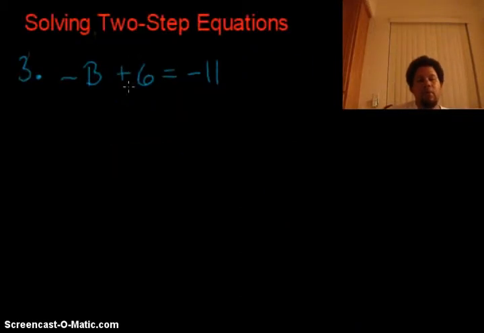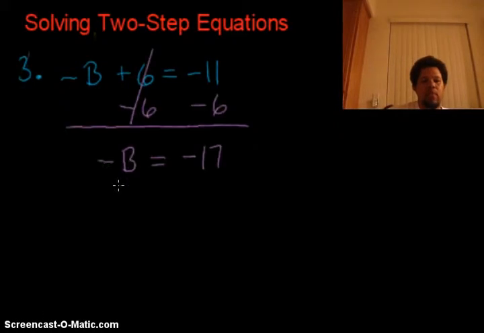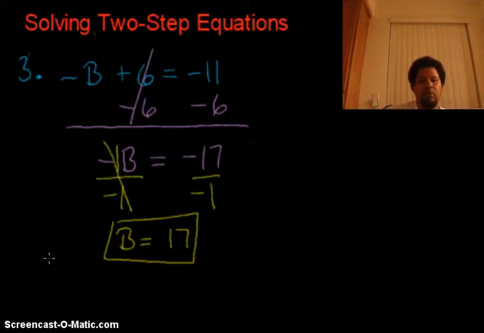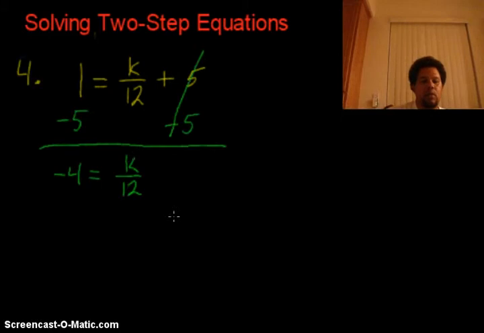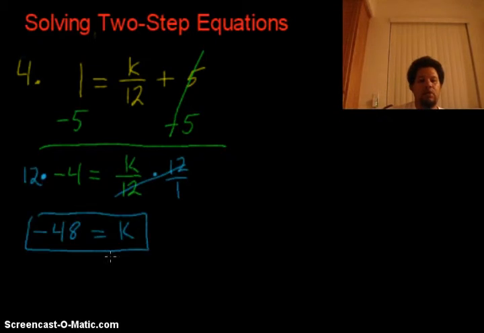Okay, example 3. We see adding 6, so we're going to subtract 6 from both sides. B still has this negative right here, which is like a -1, so we're going to divide both sides by -1. So B equals -17. Again, we have division by 12 and adding 5. We want to isolate the K. We're going to subtract 5 from both sides since I see addition of 5. To continue to get K by itself, since it's being divided by 12, the inverse is to multiply both sides by 12. Okay, so K equals -48.